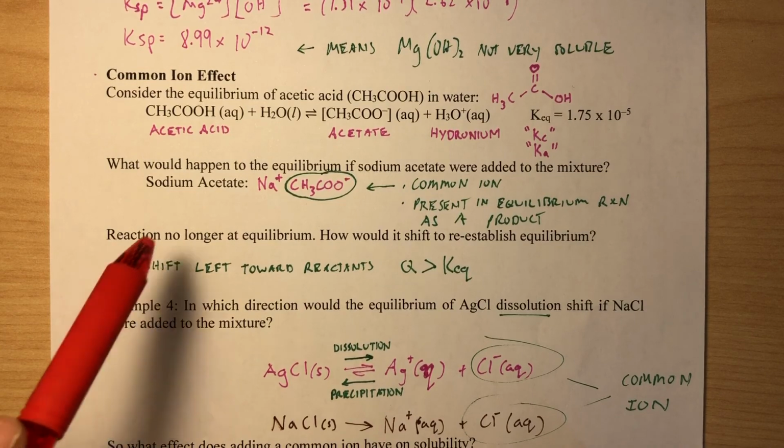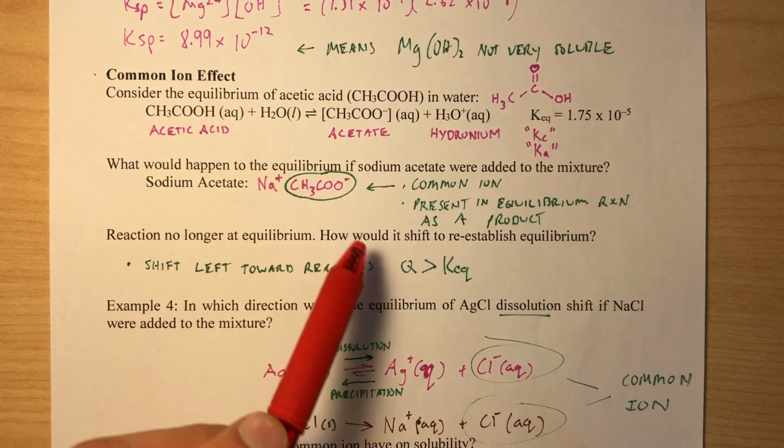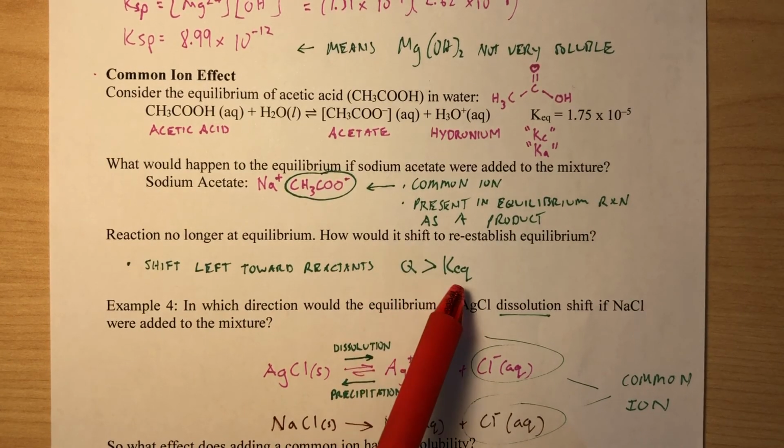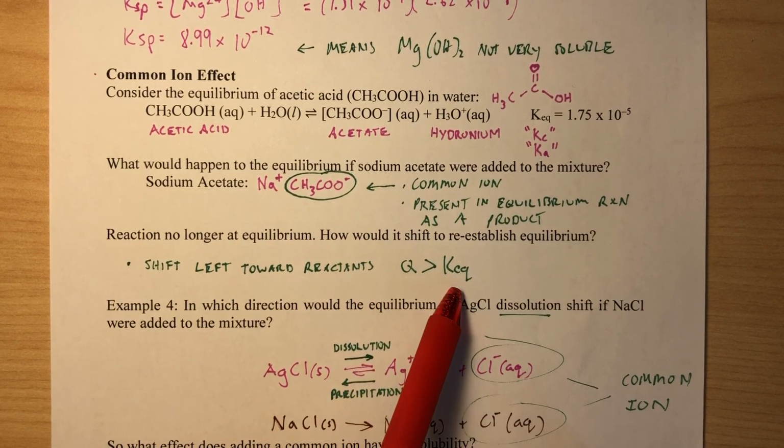In this situation, we've dumped in a whole bunch of product, and we are at a pre-equilibrium situation. So we have a Q, which is equal to products over reactants, that is larger than K. When you have a situation where Q is larger than K, it must shift to the left towards the reactants in order to reestablish equilibrium.